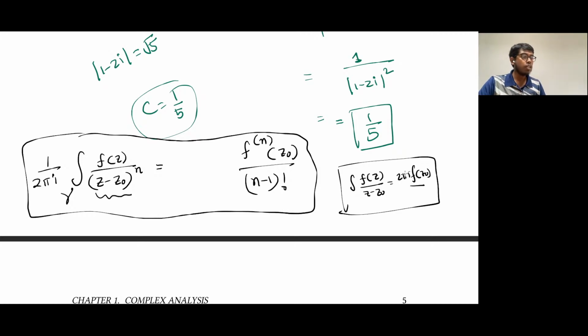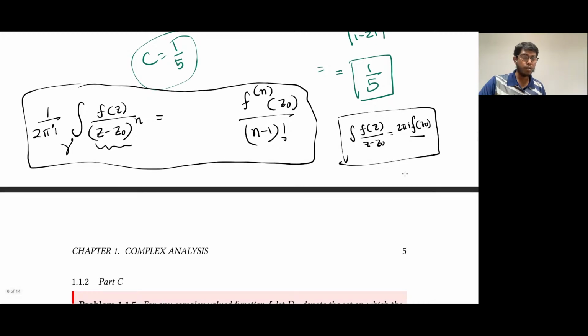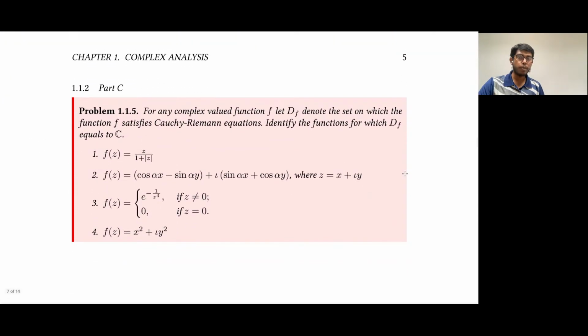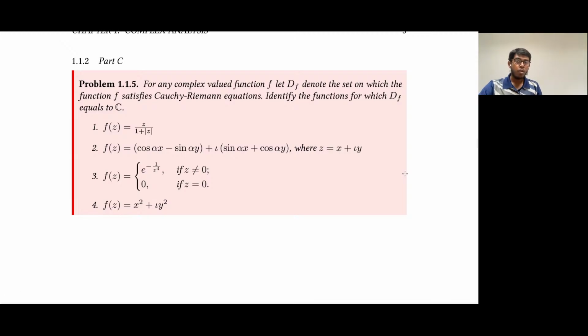So this problem I guess is clear to everyone. If it is not, please let me know. Because we'll now proceed to part C. I hope it is clear to everyone. So we are on part C.